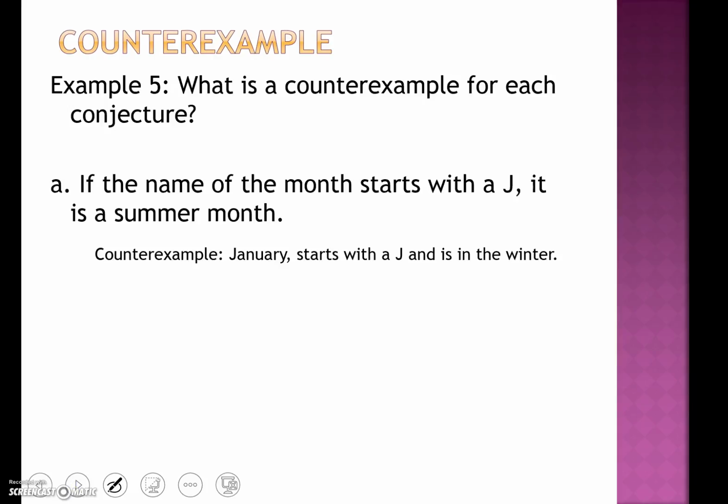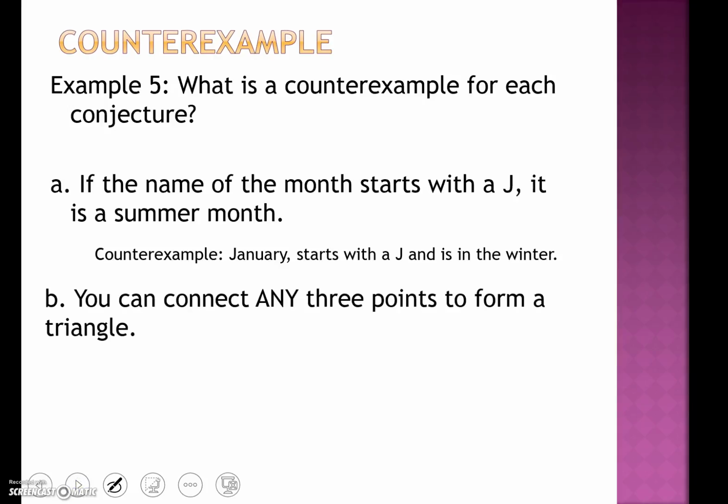Second one: you can connect any 3 points to form a triangle. So more often than not, if there are 3 points, we can put them together to form a triangle. However, what happens if they are on a straight line? That is an example where it is not able to form a triangle.